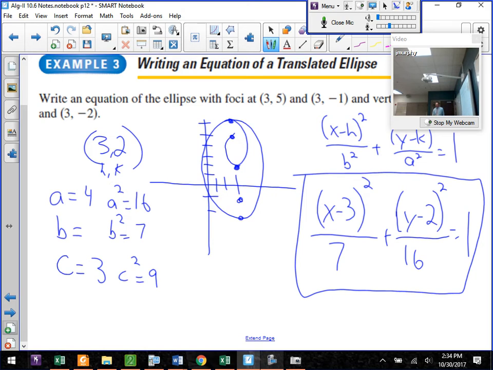Okay, it's just a matter of counting quite literally how far apart these are. That's why I kept pounding into you guys, your a value is always your center to your vertex. Your b value is your center to your co-vertex. Your c is always your center to your foci. So that way, when you saw things like this, you know all you have to do is count and manipulate. All right.